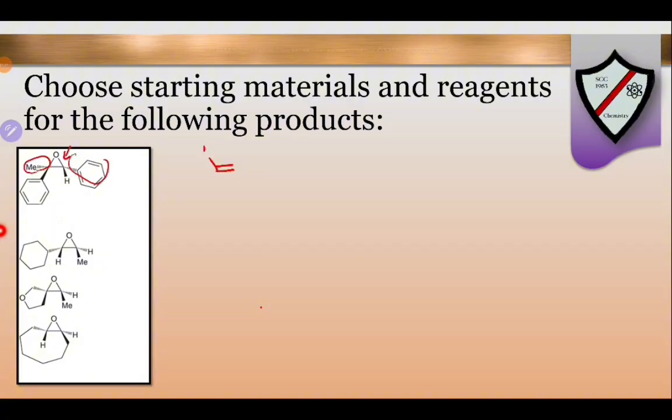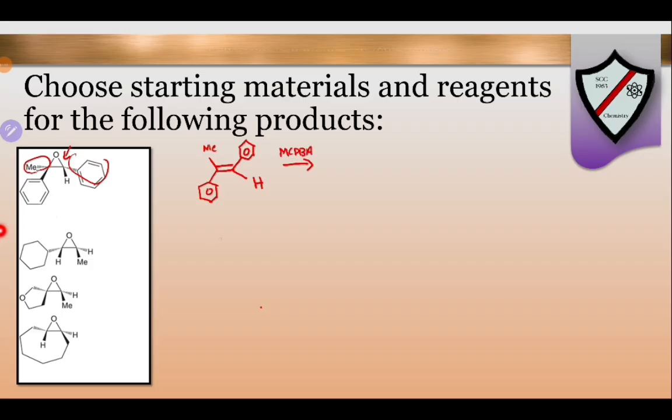That would be my methyl group here. And I will draw a phenyl group there. And then we also have another phenyl group and a hydrogen sharing another side of the molecule. So that should be the molecule that we combine with MCPBA to afford the product that we see in example 1.